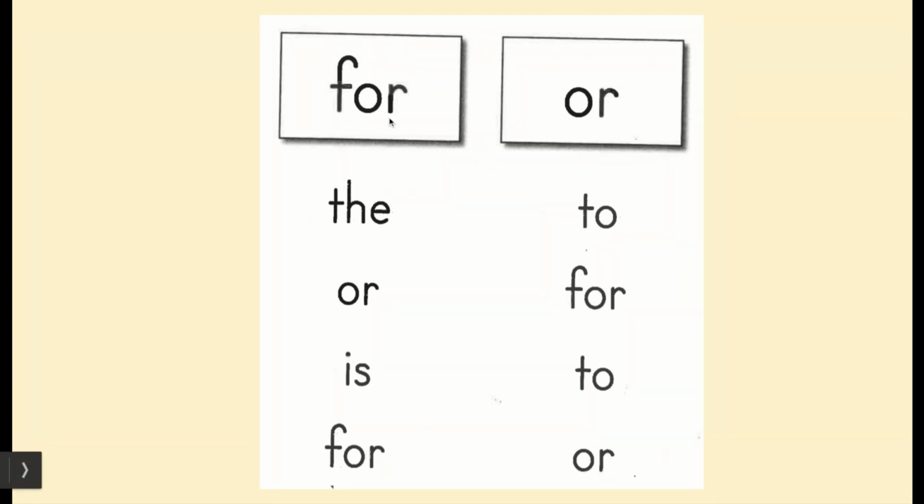The word for means that this is a present for you, or it's for someone. This is not the number word for. This means it is for someone. Just like to is not the number word to. This is a gift to give someone. Or I am going to the store.